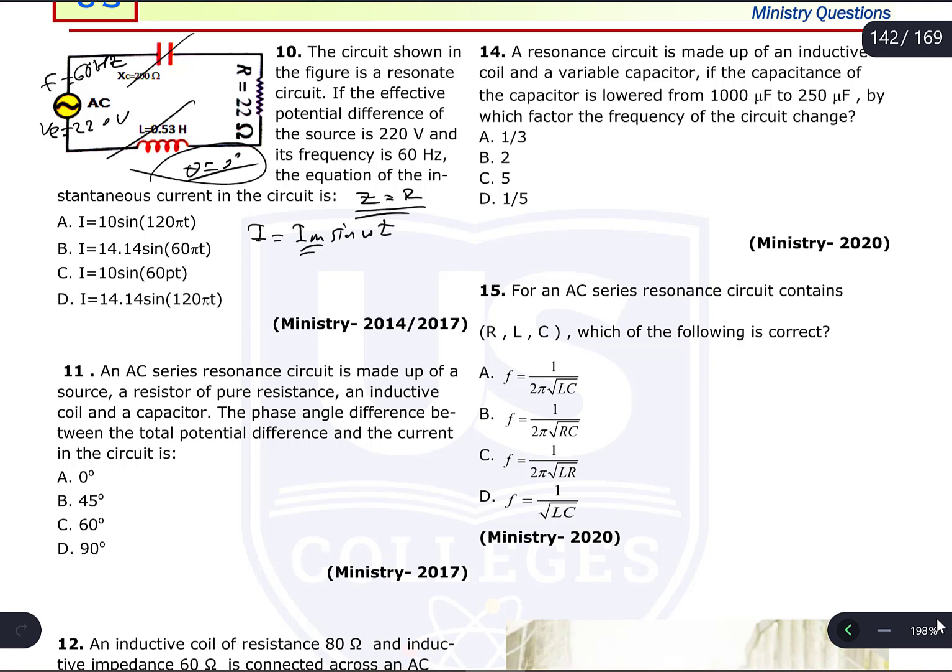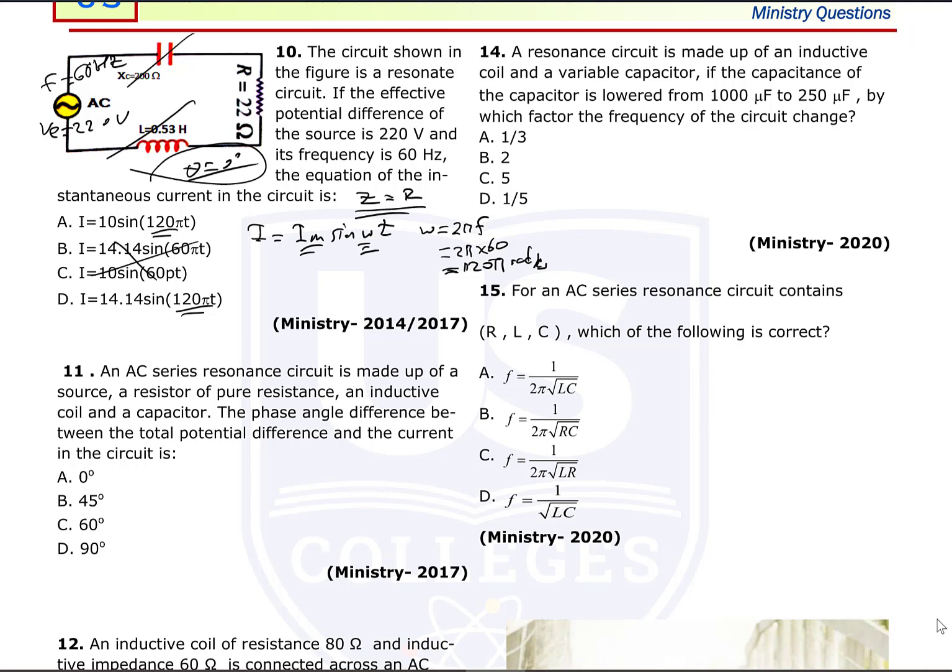I need to calculate what Im is, and I need to calculate what omega is. After that, I will insert them. Omega, we know, is 2 pi times f, and f is given in the question as 60. 2 pi times 60 is 120 pi. Omega is 120 pi radian per second. So the options D and A have 120 pi, so B and C cannot be correct.